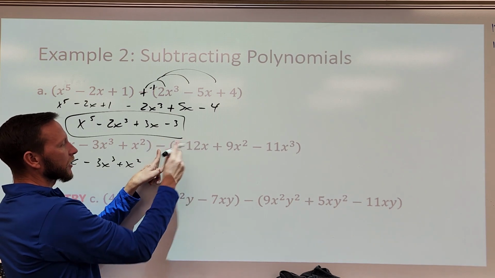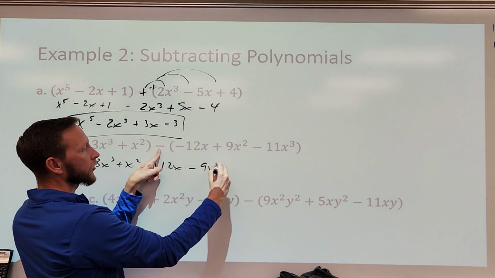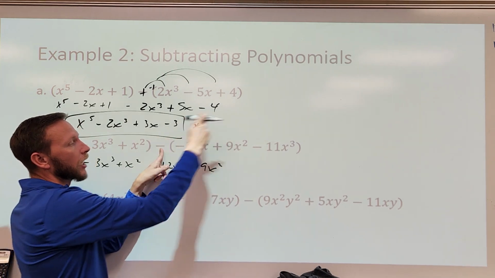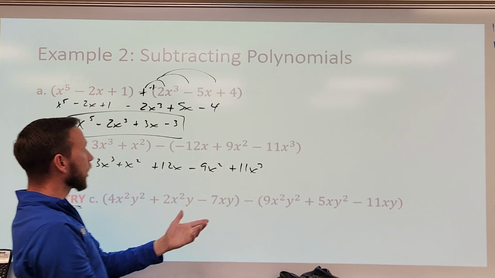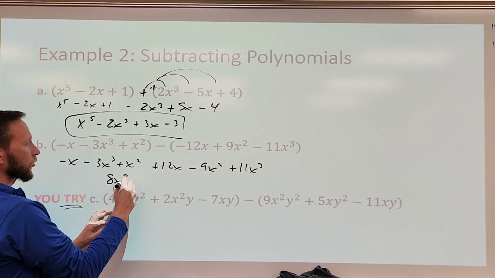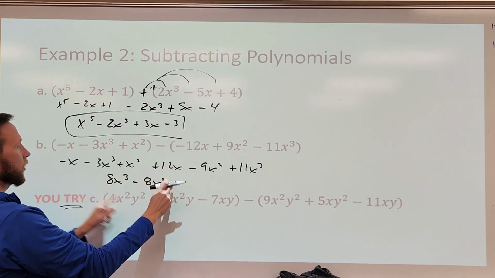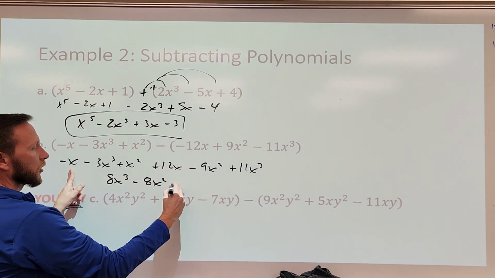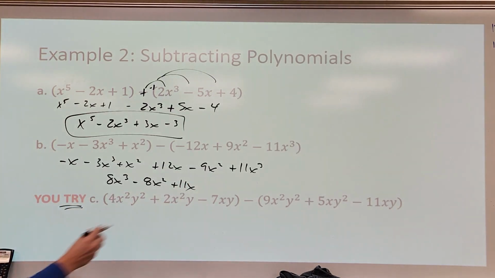And so we're subtracting a -12x, that means we're adding 12x. We're subtracting a positive 9x squared, that means we're subtracting 9x squared. And we're subtracting a negative 11x cubed, so we're going to write that as plus. Combining like terms, we've got cubics here, so 8x cubed. Quadratics there, -8x squared. Linear terms here, 11x's. And no others. All right, so we have combined our like terms.